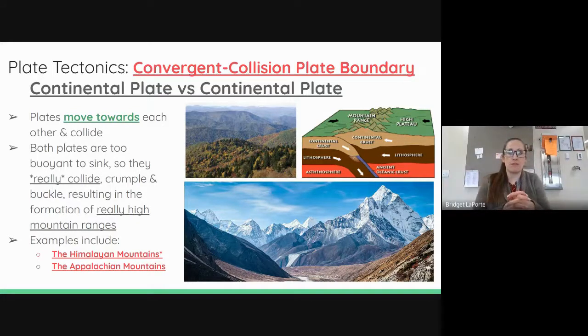So two of the most famous that are the result of convergent collision boundaries are the Himalayan Mountains and the Appalachian Mountains here in the United States. So there's your Appalachian Mountains in the upper left, and those are on the east, near the East Coast. And then you can see a nice picture of the Himalayan Mountains there on the bottom. And there you can see, again, that kind of crunching of that continental crust.